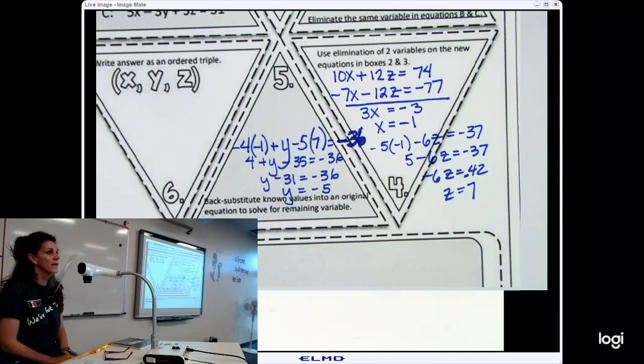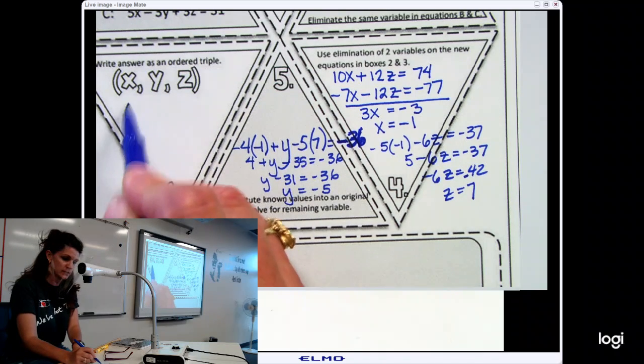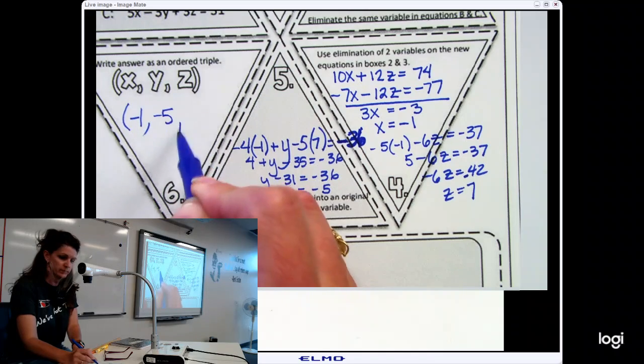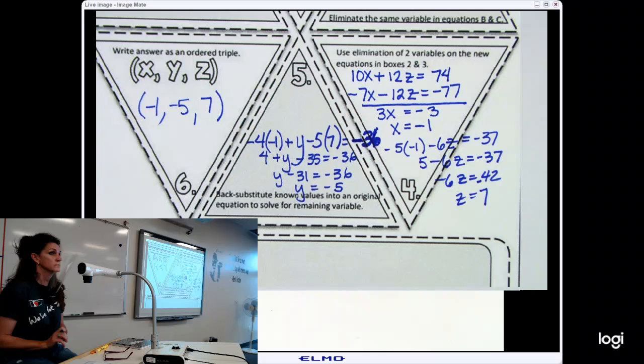Now that you have x, y, and z, just like order matters with a point on the coordinate plane, same thing. X, Y, Z. Your answer needs to be given in that order. So I've got -1, -5, and 7. What do you think? Looks like you guys are ready to try.